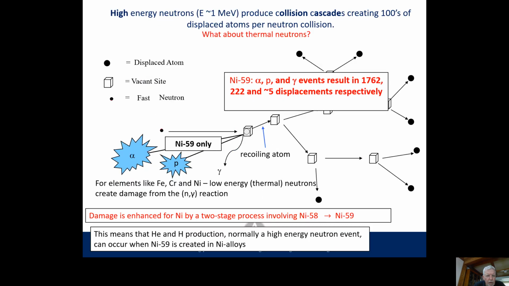Sorry, I've gone the wrong way. I clicked on too many there at the same time.